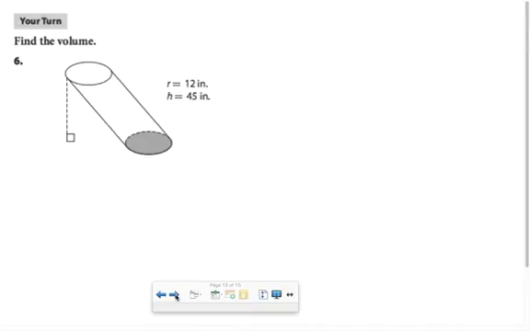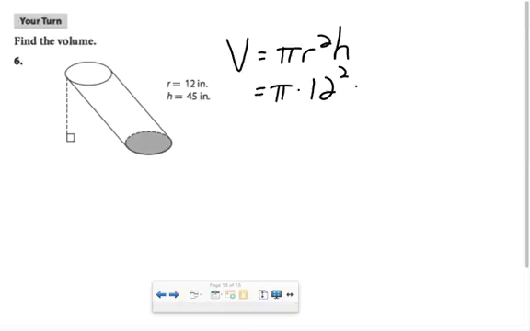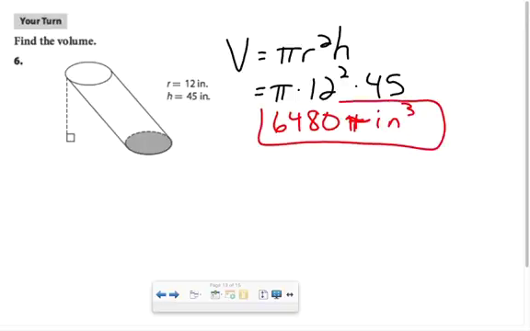Here we are given the radius and height of the cylinder. Remember that the formula for the volume of the cylinder is pi r squared h. So pi times 12 squared times 45. The instructions don't say anything about rounding, so we're going to leave the answer in terms of pi. So 144 times 45, my answer will be 6,480 pi cubic inches.